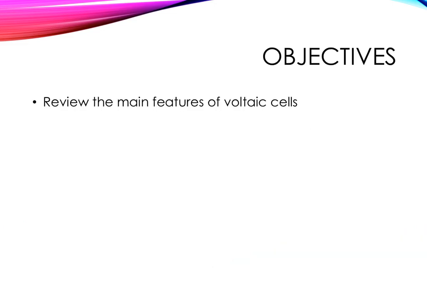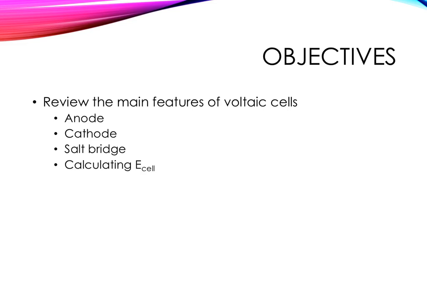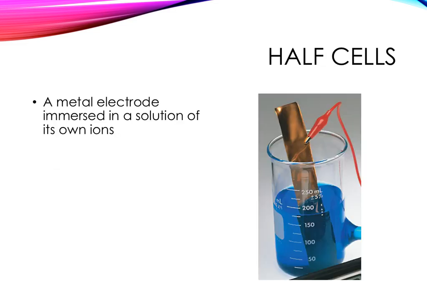All right, so the objectives for today, what I'd like to accomplish. Let's review the main features of voltaic cells. You need to know what happens at the anode, at the cathode. You need to know the role of the salt bridge. You need to be able to calculate the maximum voltage produced by this particular cell. I should mention that sometimes voltaic cells are referred to as galvanic cells. The terms are interchangeable. And we'll complete a practice problem.